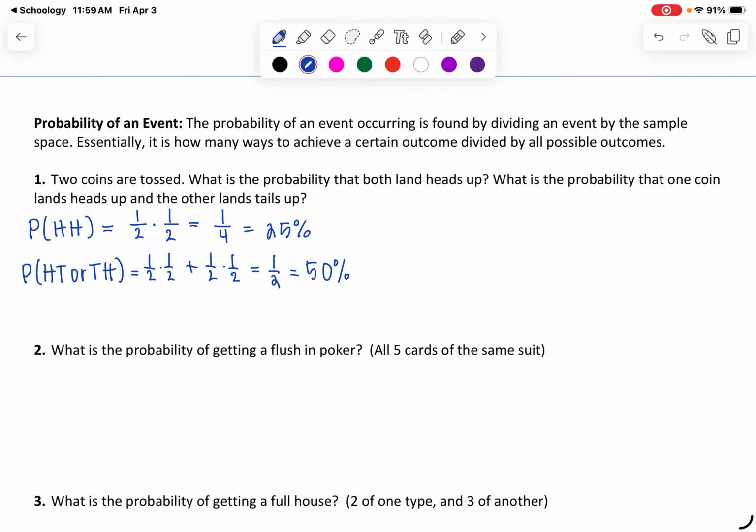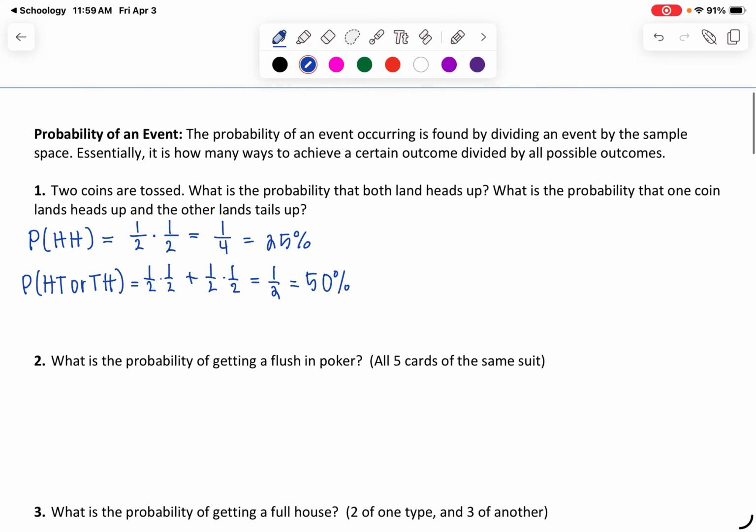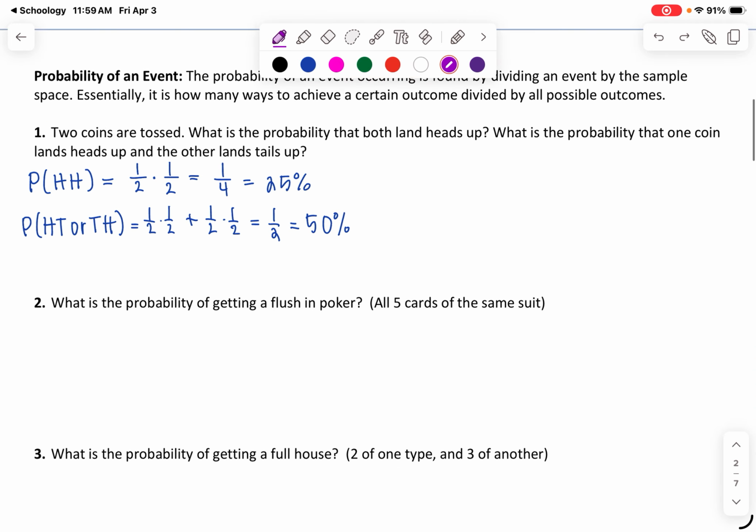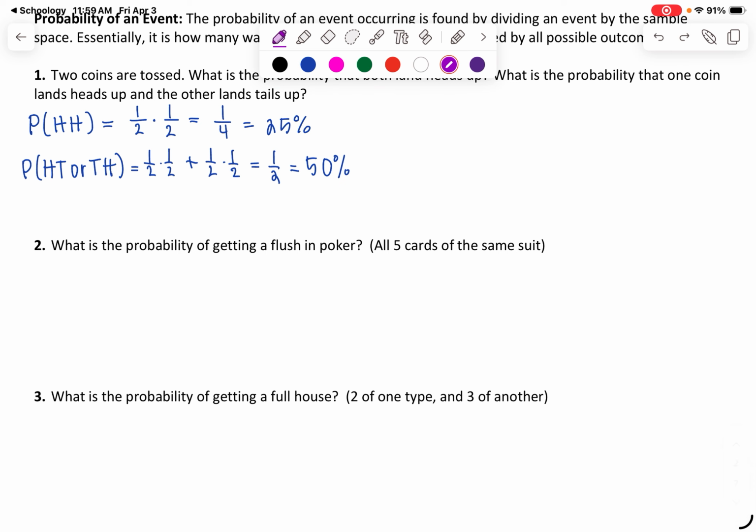And now if we look back at just our sample spaces here, if it says what's the probability of getting a heads, heads, this is our 2 coin toss right here. Getting a heads, heads, that's 1 out of 4. Getting a heads, tails, or a tails, heads, 2 out of 4, a half. But this is the math that it comes from.